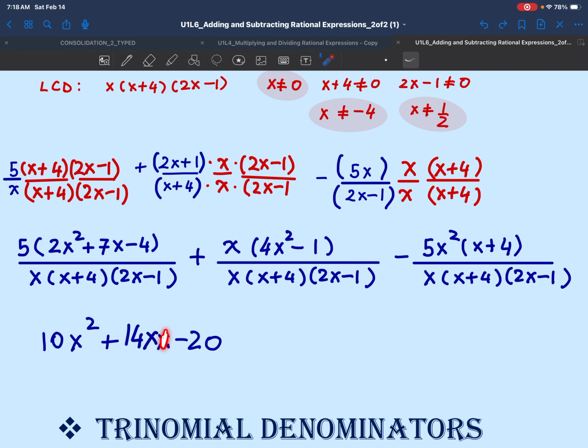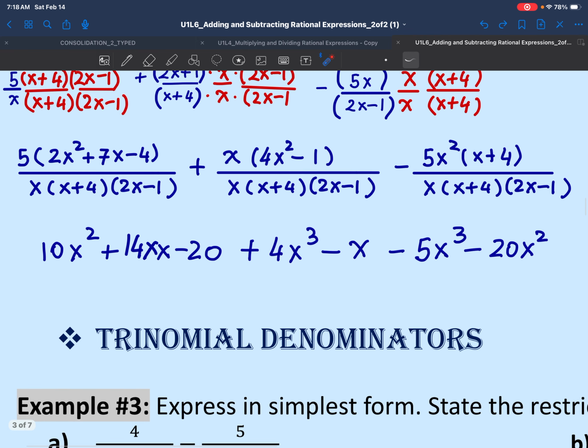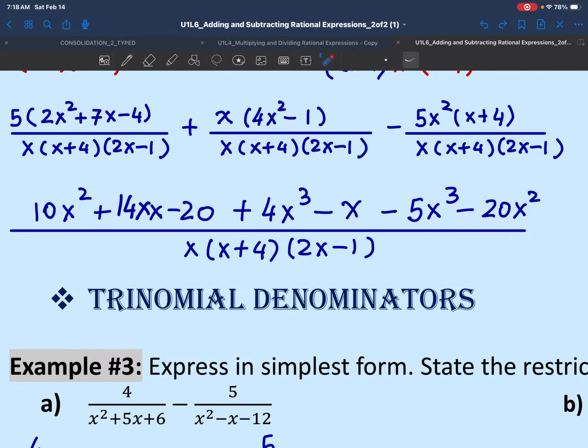And next we'll have the product x times 4x squared, 4x cubed minus x, and then we have minus 5x cubed. Now remember this negative sign in here, we'll multiply this x, and then plus 20x minus 20x squared. Now remember this sign will apply to both multiplications, and that's the reason why we get two negative terms in the expansion, and everything will be under x plus 4, and then 2x minus 1.